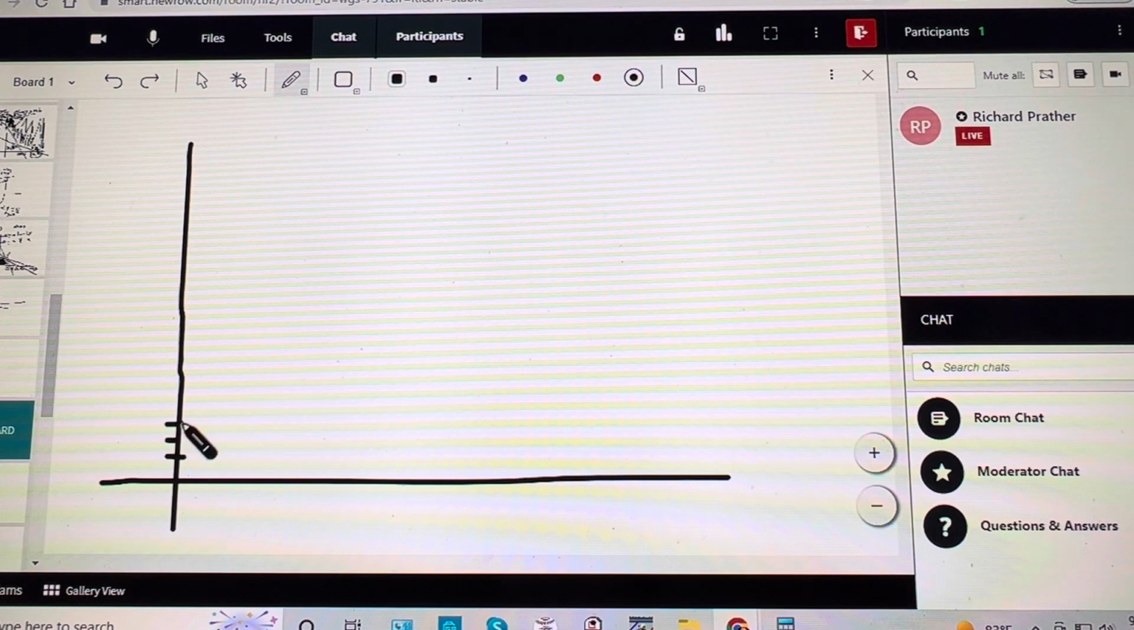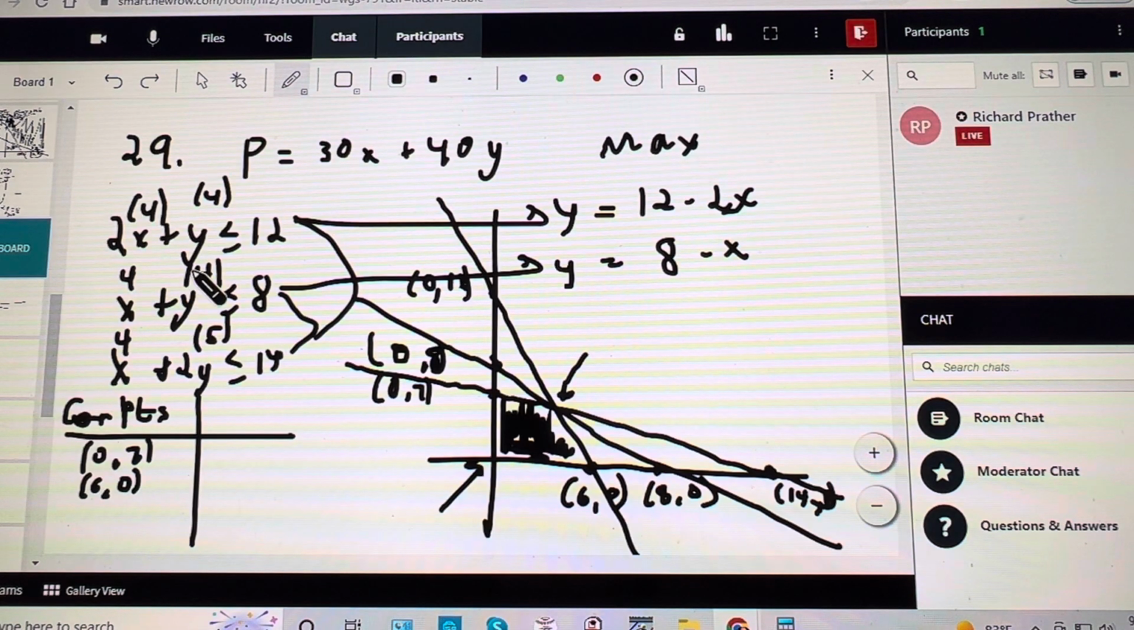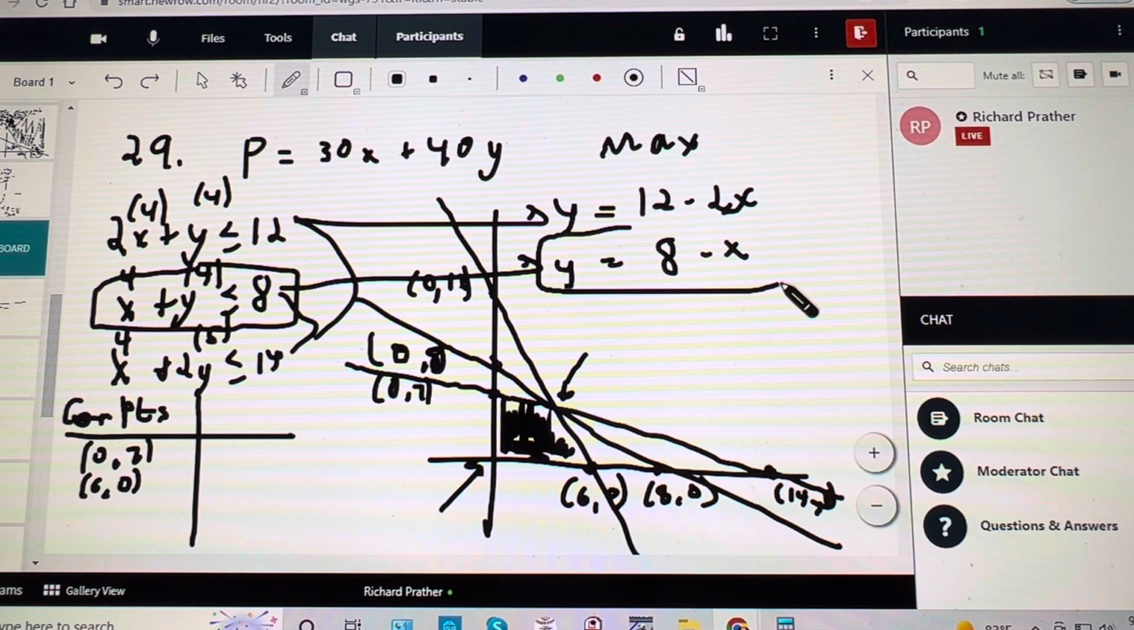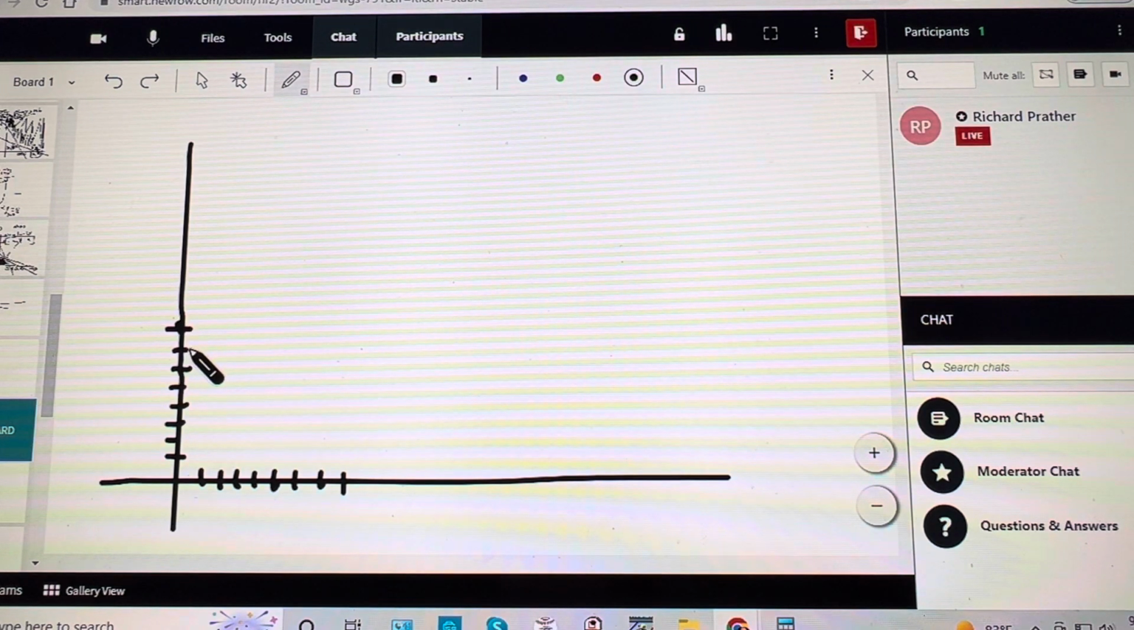1, 2, 3, 4, 5, 6, 7, 8. 1, 2, 3, 4, 5, 6, 7, 8. So that one that was right here, x plus y equals 8, has a y-intercept of 8 and a slope of -1. So you need to go down 1 over 1 repeatedly. Down 1 over 1, down 1 over 1, down 1 over 1, down 1 over 1. There's the 4, 4 point right there.